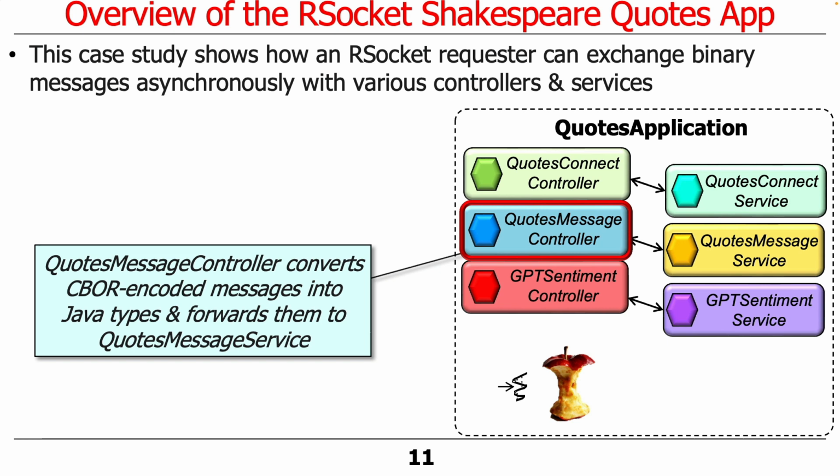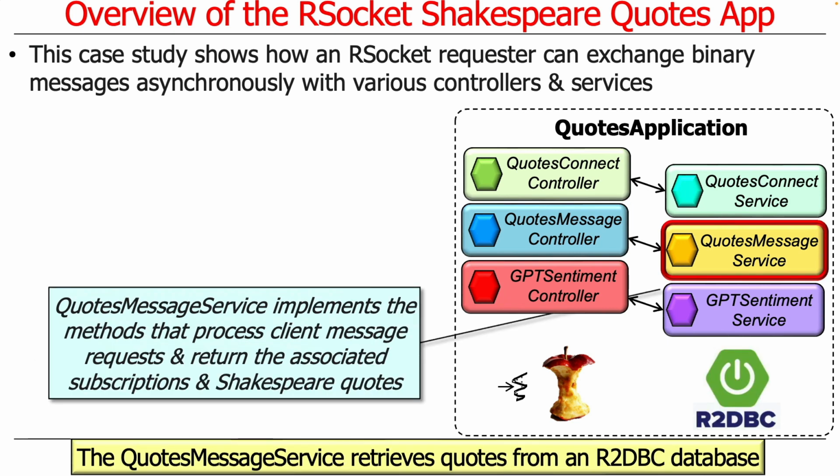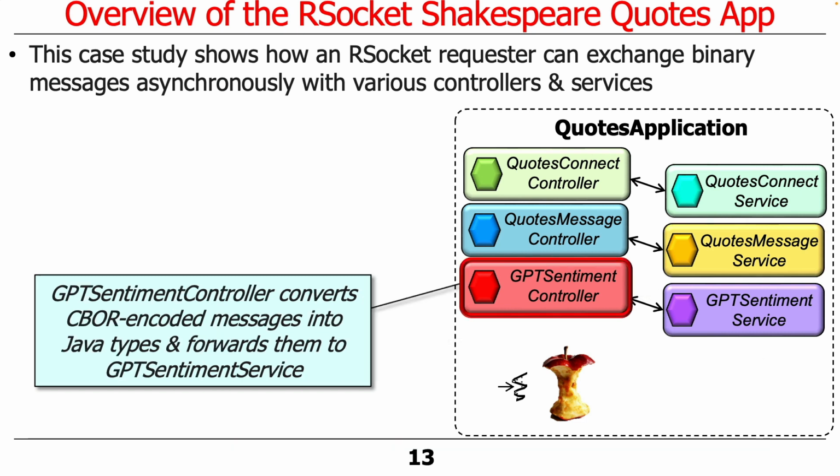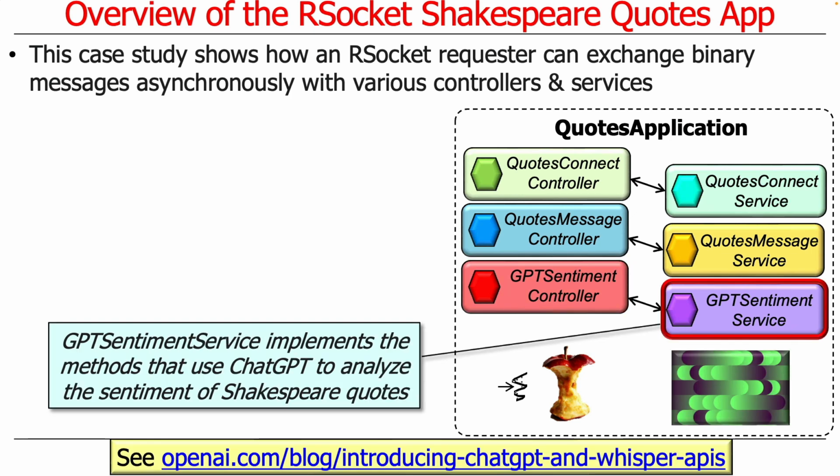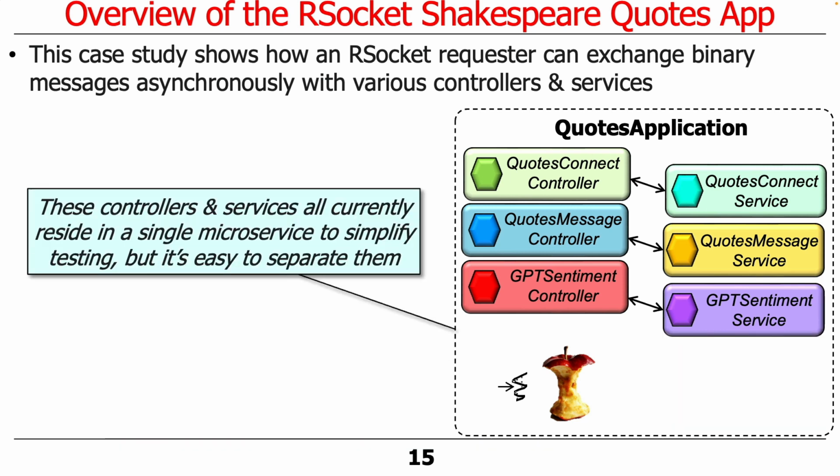The controller takes the messages and forwards them to the service. The service then will go ahead and use the R2DBC reactive database in order to give back the quotes that are requested from the client. And then the third piece, which is yet another controller, takes requests and forwards them to the sentiment service. And the sentiment service goes ahead and uses ChatGPT to analyze the sentiment of Shakespeare quotes. And you can learn about how to program ChatGPT by reading this blog. And then I'll show you specifically the APIs that you can use later when we get into the details.